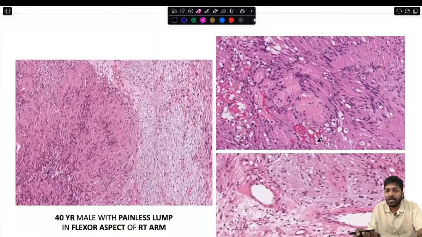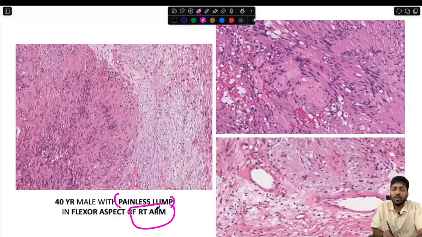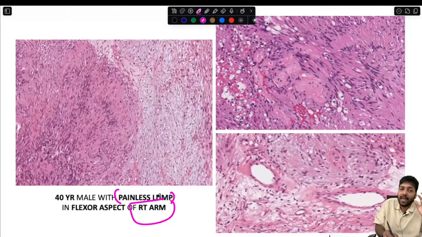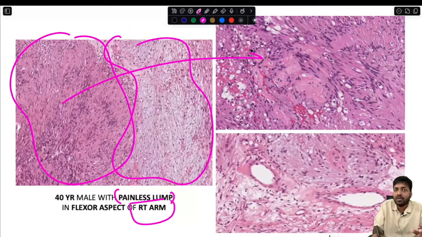Case number 48. A 40-year-old male with a painless lump in the flexor aspect of the right arm. So what do you see over here? You can see a well encapsulated tumor, which is basically a biphasic tumor showing two areas. One is a more cellular area, and another one is a less cellular area.